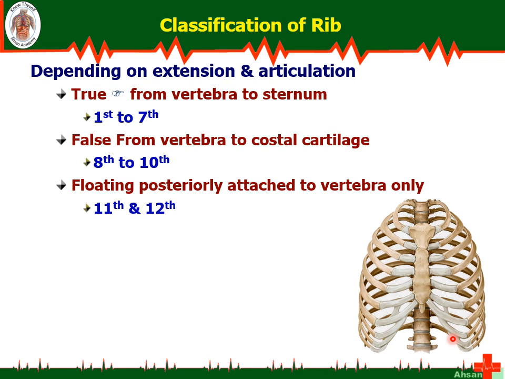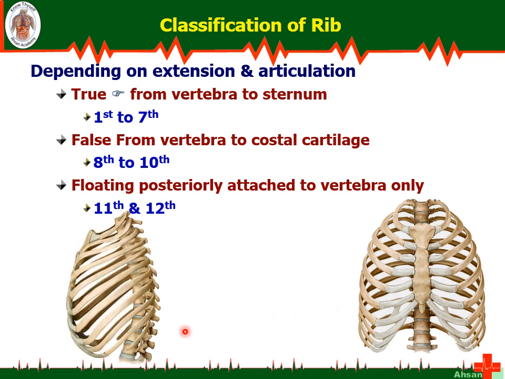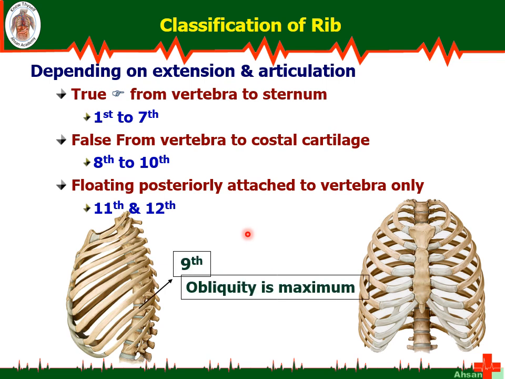If you look at the last 2, you will find that these are attached posteriorly to the vertebral column, but the anterior end is free. The anterior end has costal cartilage, but it cannot reach the one above. So it is neither attached to the upper rib nor costal cartilage. They remain suspended in the wall of the abdomen. So these are known as floating ribs. All the ribs are placed obliquely. This obliquity is maximum at the level of the 9th rib.